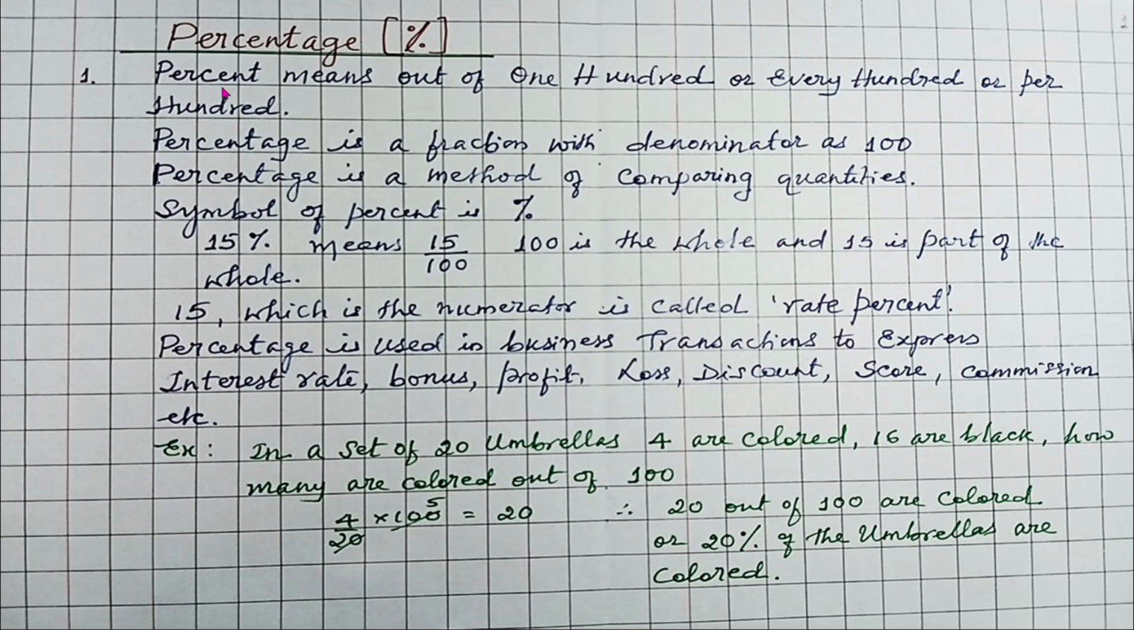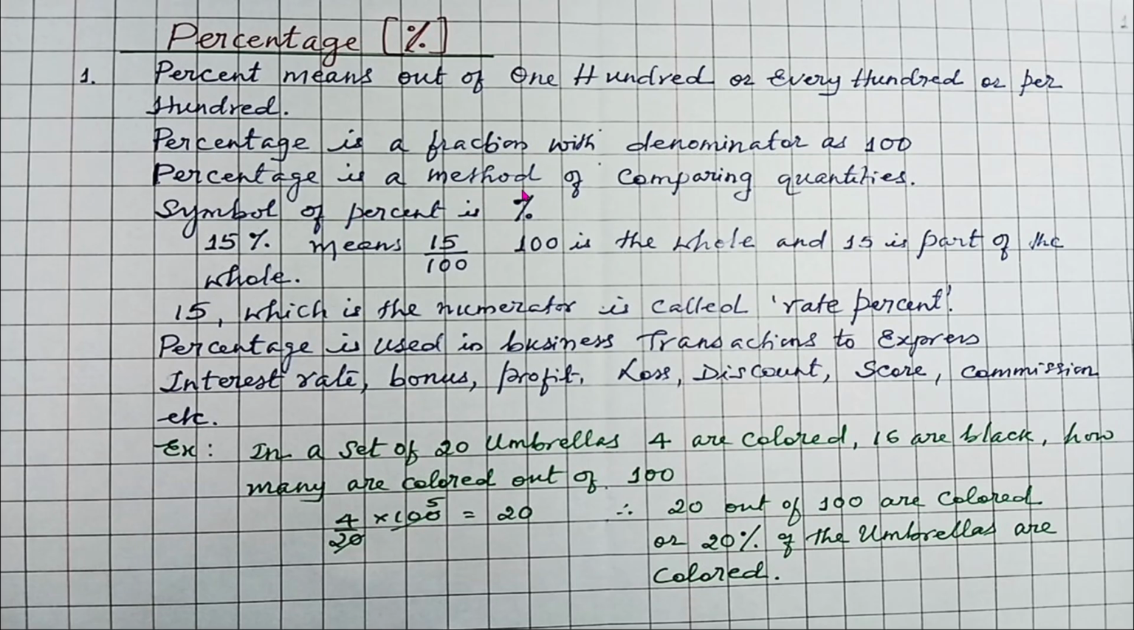Now, what is the meaning of per cent? Per cent means out of 100 or every 100 or per 100. So, per cent means out of 100 or per 100. Percentage is a fraction with the denominator as 100. Percentage is a method of comparing quantities.